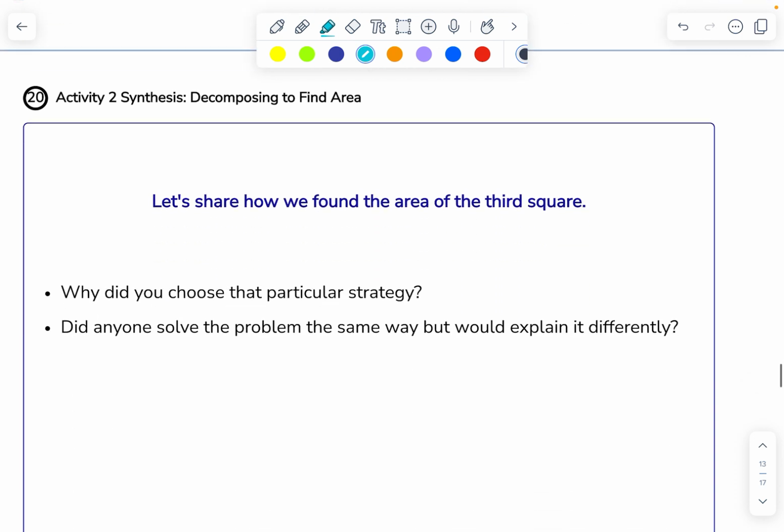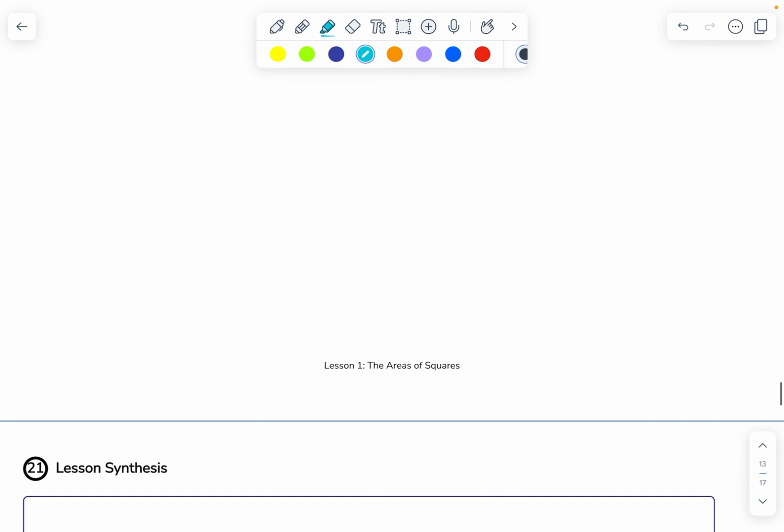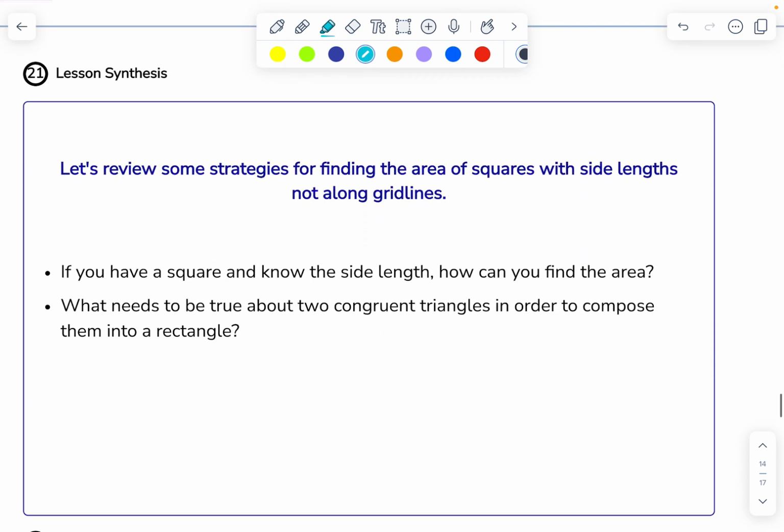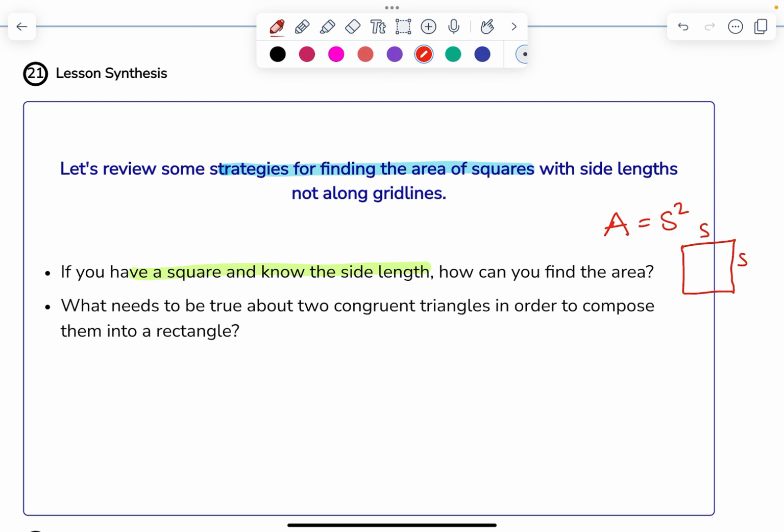So, we looked at the second activity here, and we looked at the strategies. I talked about the different strategies that you may use. Some of those strategies for finding the area of a square. If you have a square and you know its side lengths, how would you find the area? Well, we talked about that for the area of a square. You know it's the square side times side, because the square has all 4 sides congruent.